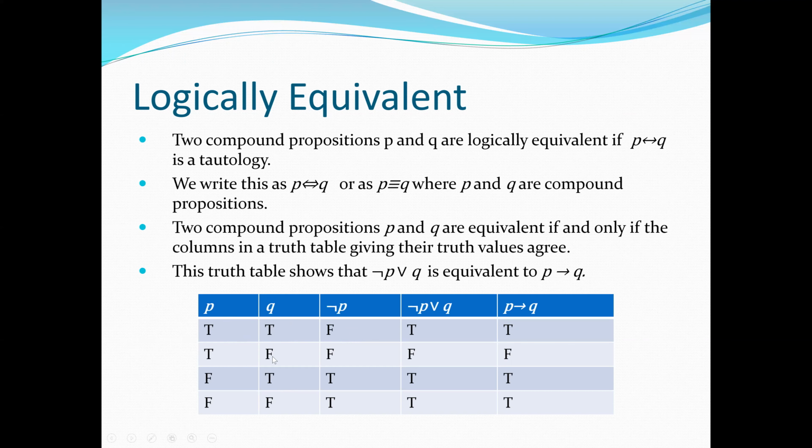But in the next row, we have both false. Q is false, not P is also false, so our output is false. Then we also have true, true is true. False, true also is true.